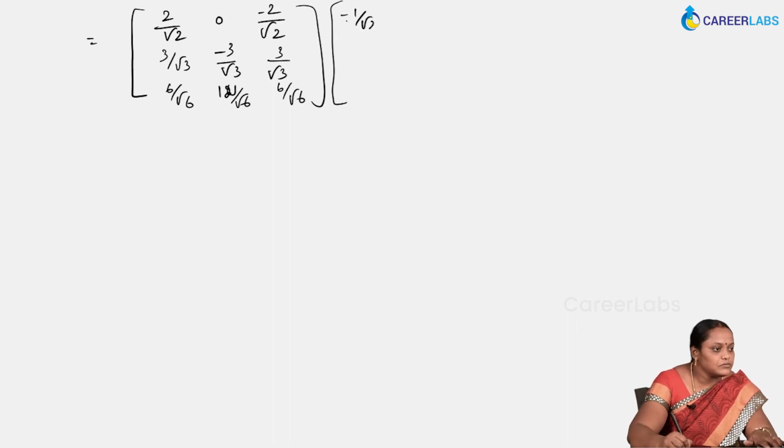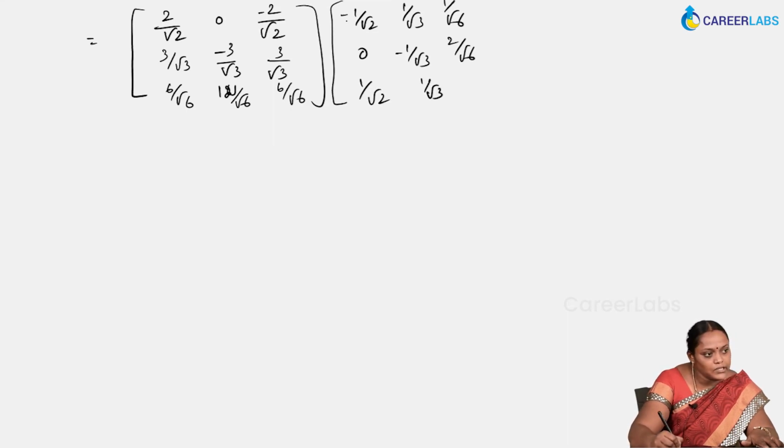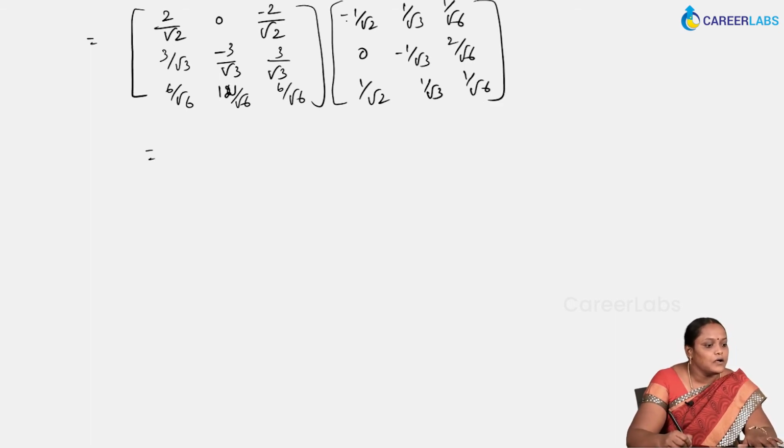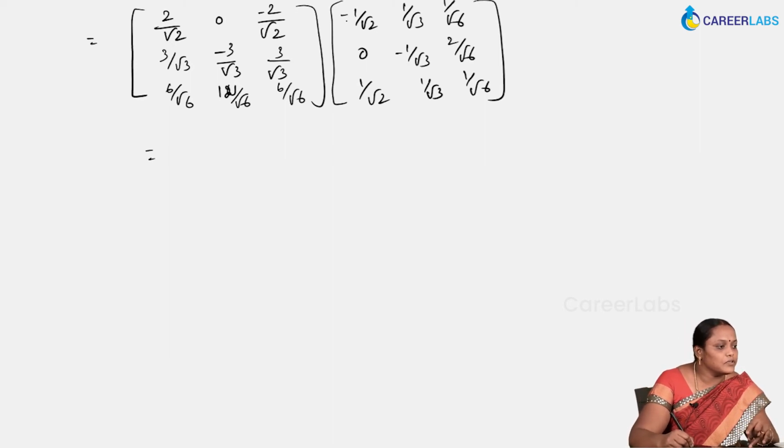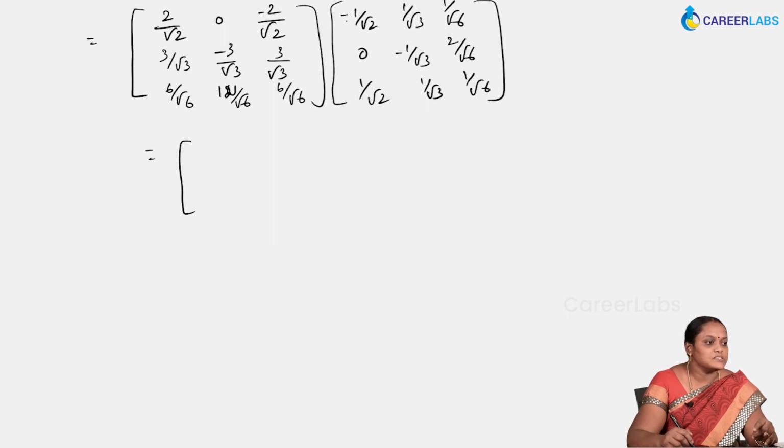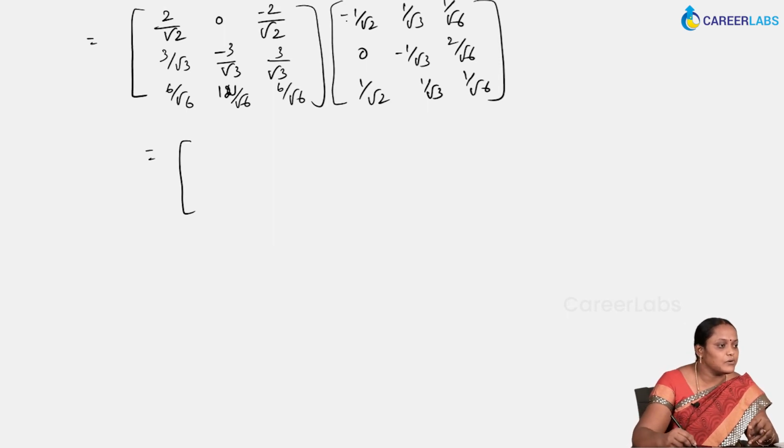This is multiplied by minus 1 by root 2, 1 by root 3, 1 by root 6, and here 0, minus 1 by root 3, 2 by root 6, then 1 by root 2, 1 by root 3, and 1 by root 6. What will happen to this? So this will give you, again we need to multiply these two. So already let the denominator be as it is. Let's multiply this, we'll check what is happening.